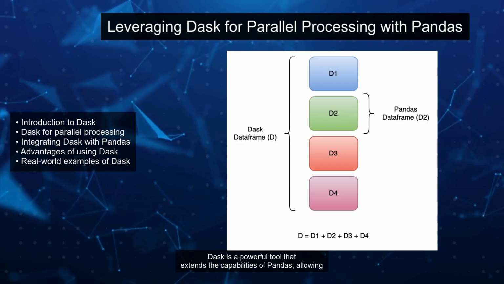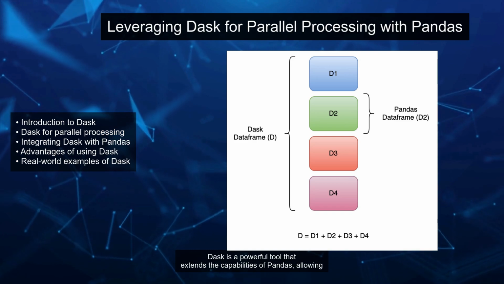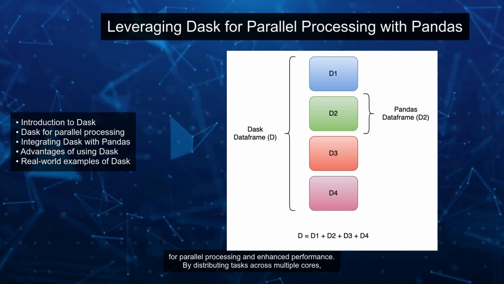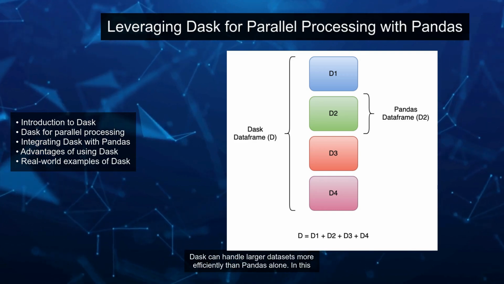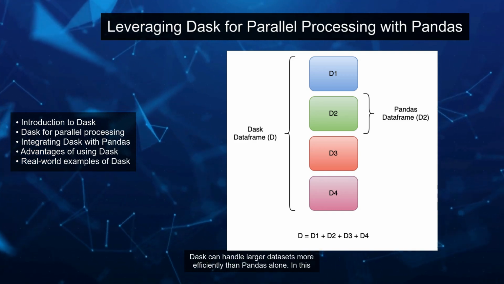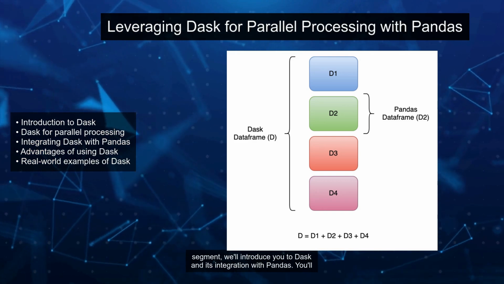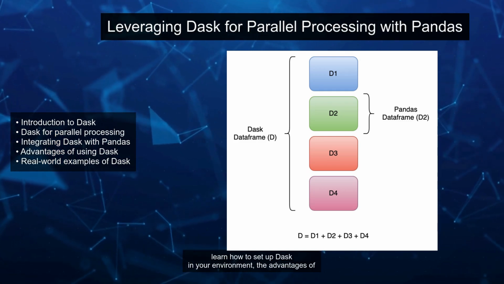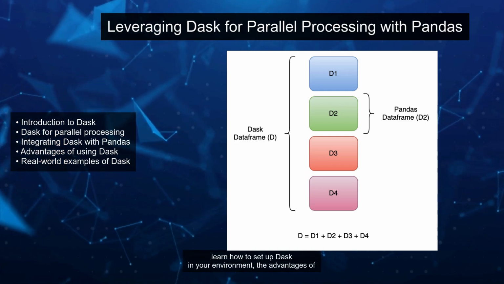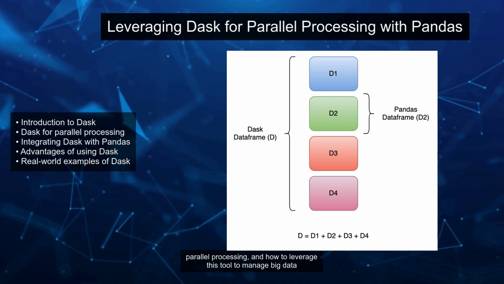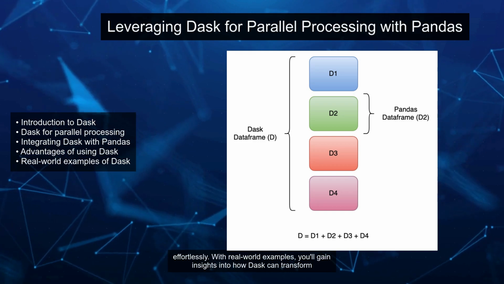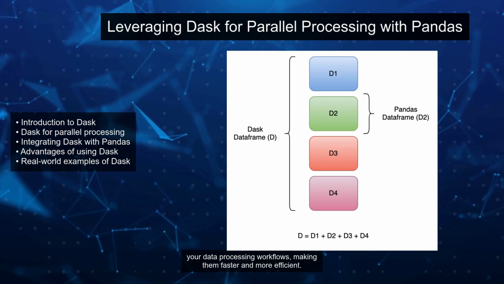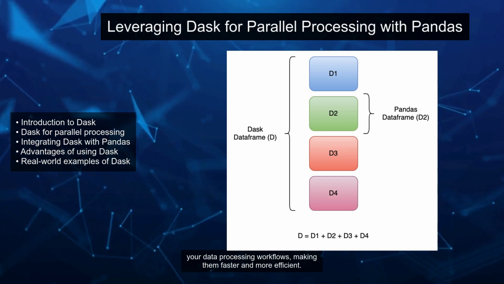Dask is a powerful tool that extends the capabilities of Pandas, allowing for parallel processing and enhanced performance. By distributing tasks across multiple cores, Dask can handle larger datasets more efficiently than Pandas alone. In this segment, we'll introduce you to Dask and its integration with Pandas. You'll learn how to set up Dask in your environment, the advantages of parallel processing, and how to leverage this tool to manage big data effortlessly. With real-world examples, you'll gain insights into how Dask can transform your data processing workflows, making them faster and more efficient.